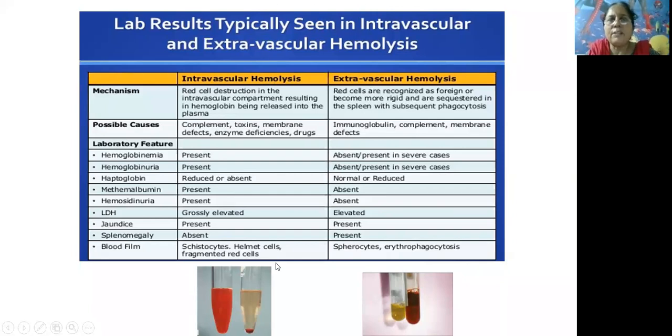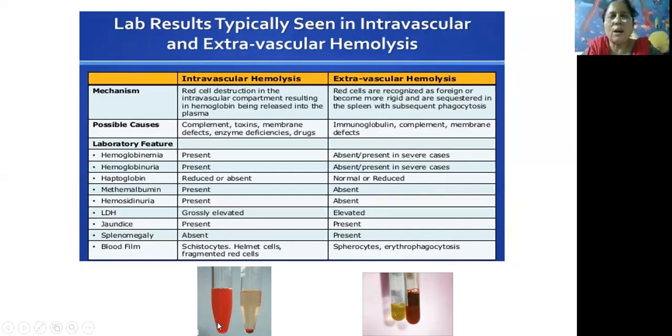Whereas in extravascular, a huge spleen is the one which has macrophages that will kill the RBC. So splenomegaly is present. And the blood film will show fragmented cells because the RBCs are broken. Inside the RBC, there are fragmented red cells. We call them schistocytes also, or helmet cells. But in the extravascular, it is spherocytes or RBCs being taken up by the macrophage, all that is seen.